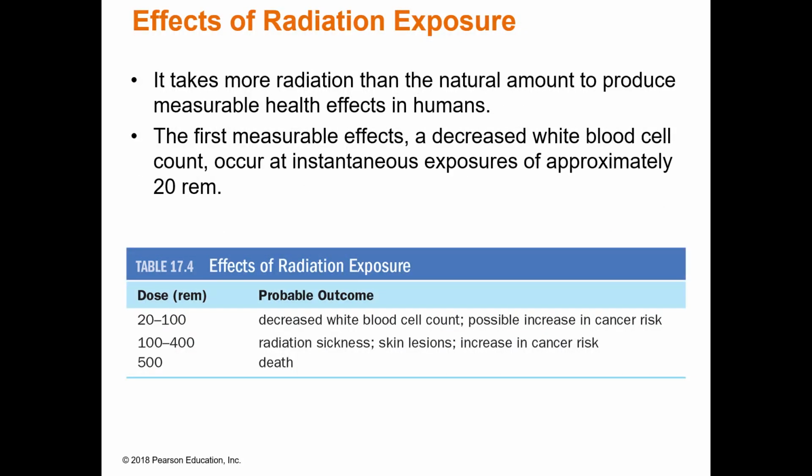Now, let's discuss what happens when radiation exposure starts to affect the body in measurable ways. The first noticeable effect is usually a decrease in white blood cells, especially if the exposure is sudden and reaches around 20 rem or more. Why? Because white blood cells are made in bone marrow, which contains rapidly dividing cells. These are very sensitive to radiation.